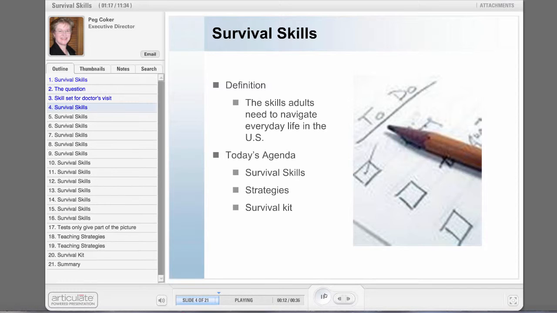There's no conclusive survival skill list. Different educators and authors have different opinions about what should be included. Over time, Literacy Volunteers Fox Valley has developed its own list of what seems to be most important for our students. In this module, we'll discuss each skill at length. We'll give you a couple of strategies you can use to teach survival skills and talk about how you might develop a survival kit. If you have a true beginner, start with these skills.